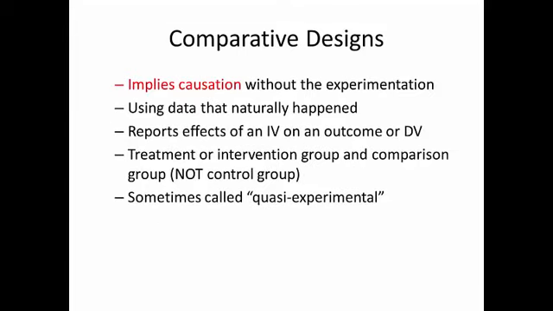Comparative designs like this imply causation without the experimentation. So there's a fine line there. You will see researchers who try to say that this caused this, but they need to do it with caution unless they truly were experimenting and randomly assigning subjects to different groups. They're using the data that naturally happens and then reporting the effects of that. Good researchers, when they write it up, will call it a treatment or intervention group and a comparison group. It's technically not a control group, but you will see them call them that all the time.